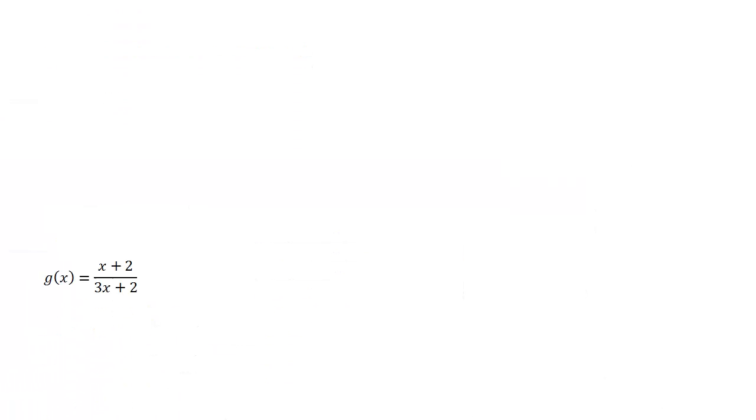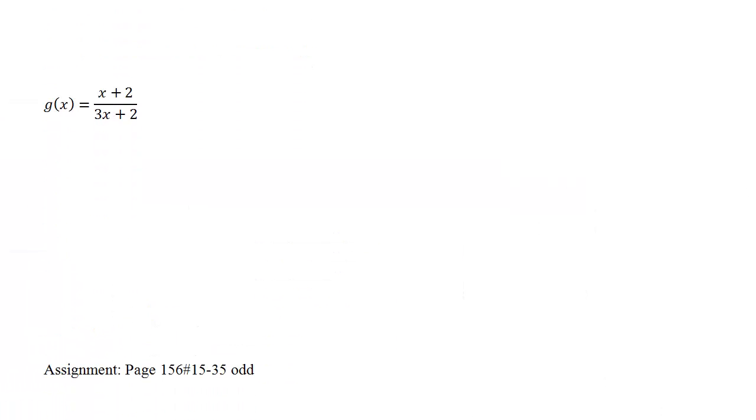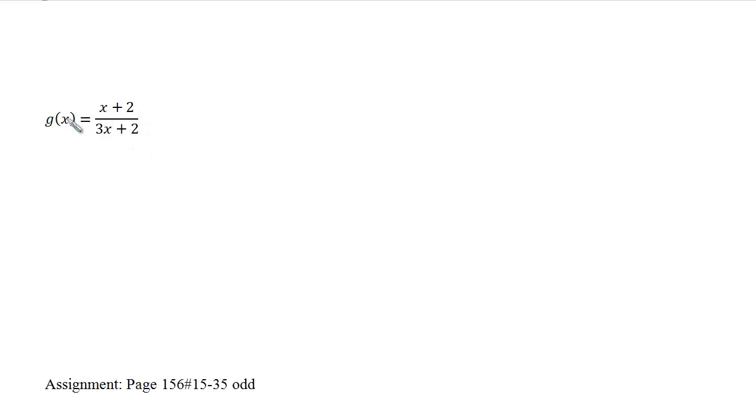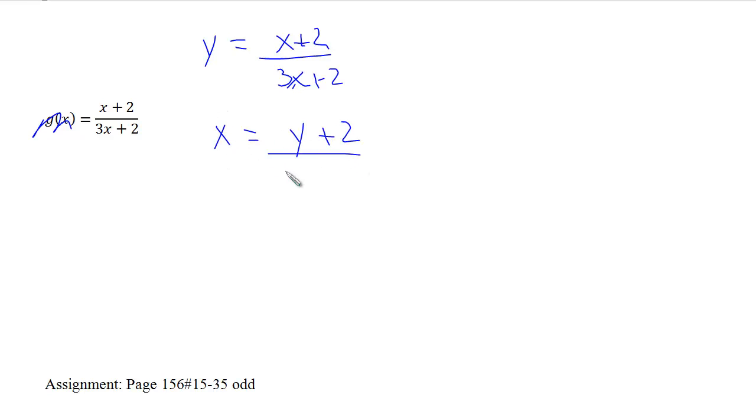Let's look at one more example. So again, first step, I'm going to get rid of this function notation. I'm going to rewrite. Okay, now I'm going to change the x and the y. So I put x here, and I put y plus 2 over 3y plus 2. Now I have to solve for y. So I need to isolate it. So what's the first step again? Well, I need to get rid of all this stuff in the denominator.